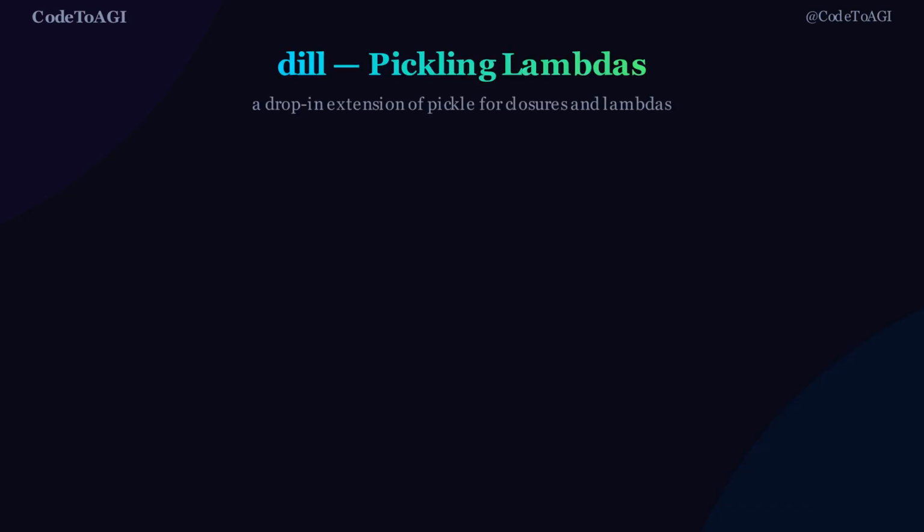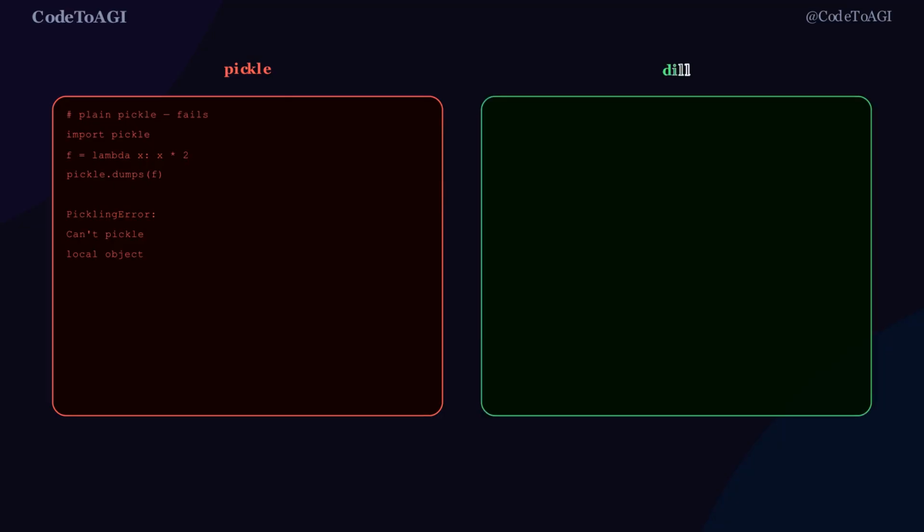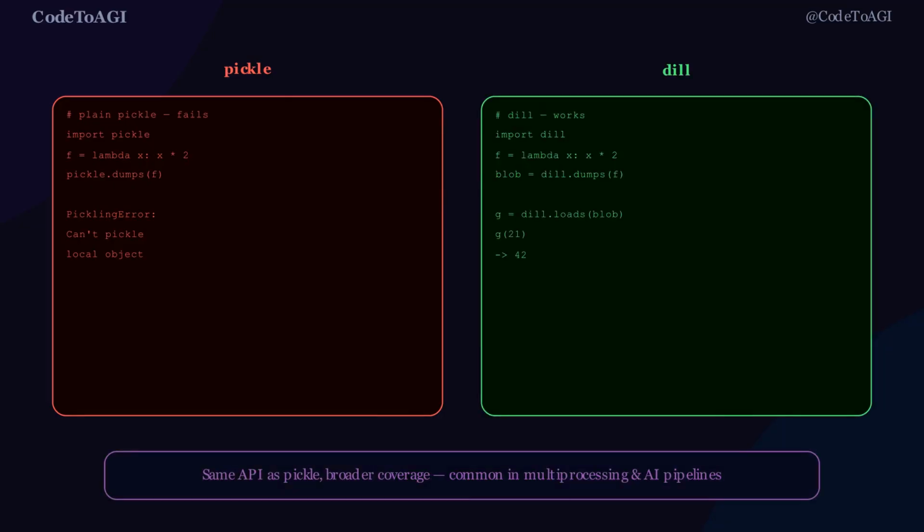Plain pickle cannot serialize a lambda or a closure. Try it and you get a clear pickling error. Dill is a drop-in replacement that handles both. Same dump and load calls, just swap the import. Used heavily in multiprocessing and distributed AI pipelines. Same risk applies, only dill.load trusted sources too.